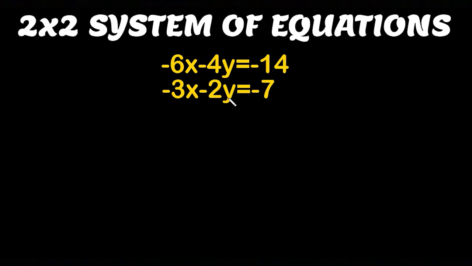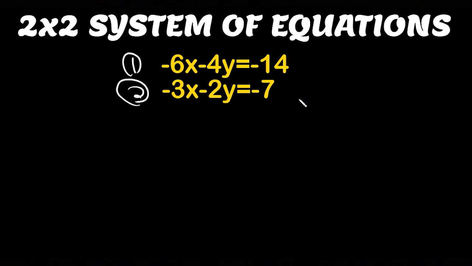Okay, so here's my next problem. Again, always look for the path of least resistance. Let's go ahead and label our equations. This will be 1, this will be 2. And so looking at equation 2, if I just multiply everything by 2, I can get the x's to cancel and the y's to cancel if I do a subtraction problem.